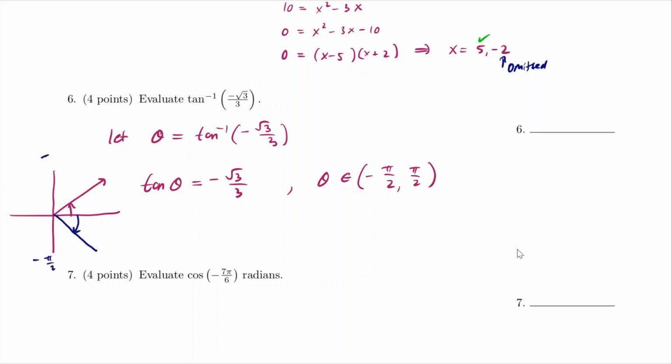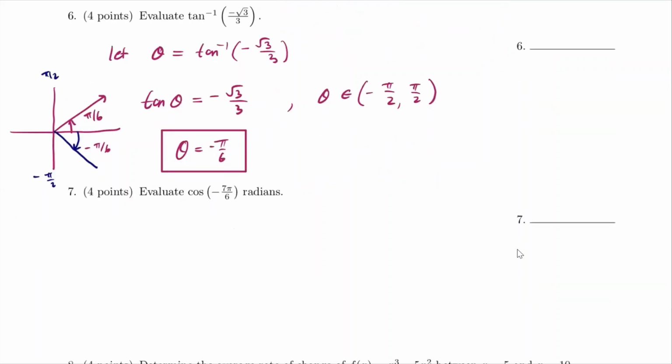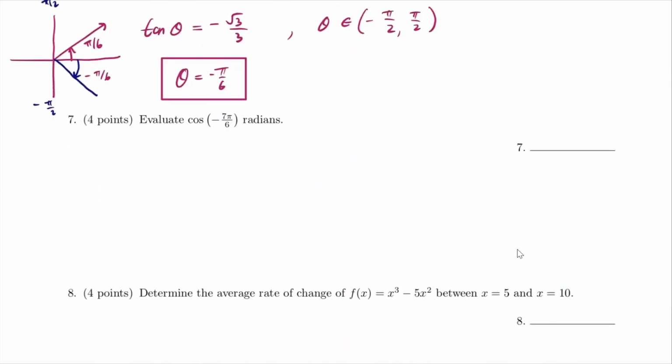So the negatives, because this is the boundary. This is negative pi over 2 to pi over 2 for tangent inverse. So we know this angle is pi over 6, because tangent of pi over 6 is positive square root of 3 over 3. That means this has to be the negative pi over 6. That will give you the negative square root of 3 over 3. So also remember, your solution cannot be here because they're not in our restricted domain for tangent. So now our theta is negative pi over 6. That's the answer to this problem. All right, next one, cosine of negative 7 pi over 6.